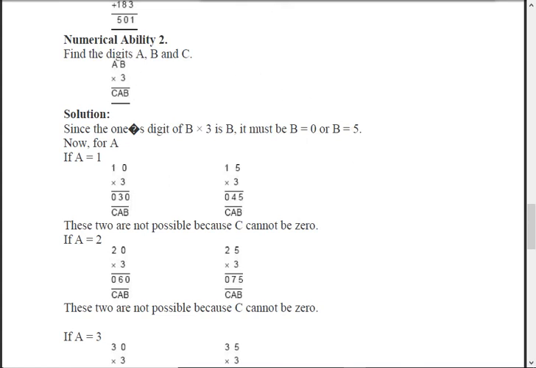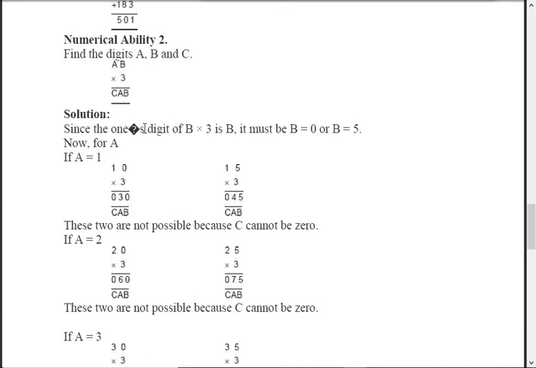See this, B into 3 is B only, at the last. So how can it be B? Try with various numbers. Take B as 2, 2 3s are 6. No, it's not the same. Then 5, 5 3s are 15. Yes, it is the same. 0, 0 into 3 is 0. Yes, that is also the same. So B can be 0 or 5. Now you got it, either 0 or 5.